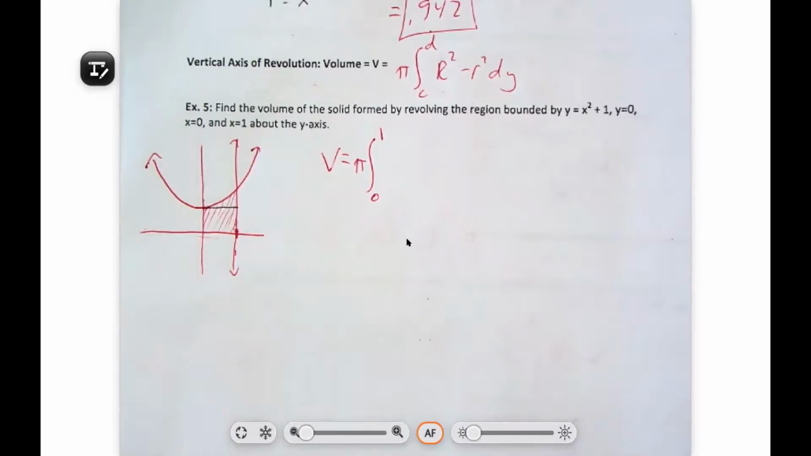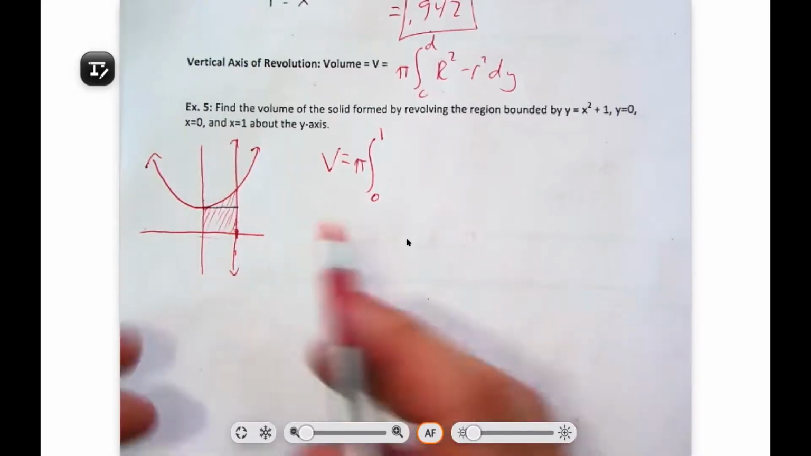See, these are all the things that are going to have to go through your head. Is it a disk? Am I in terms of x's or y's? What's big R and little r? Am I revolving around an axis or a number? There's a lot to think about before you just dive in. But there are hard and fast rules every single time. It works every single time if you have that stuff down.